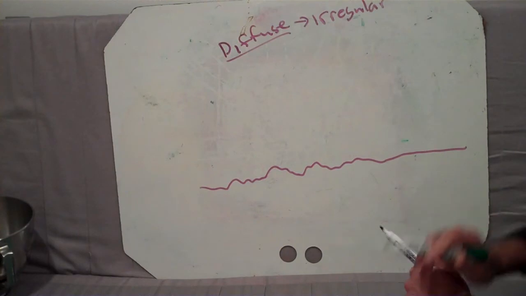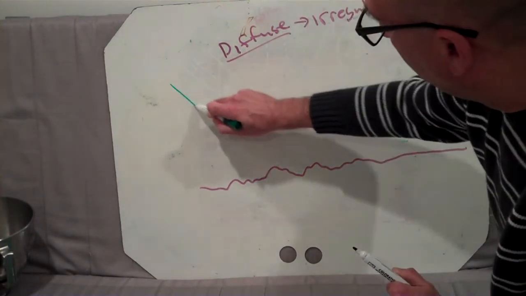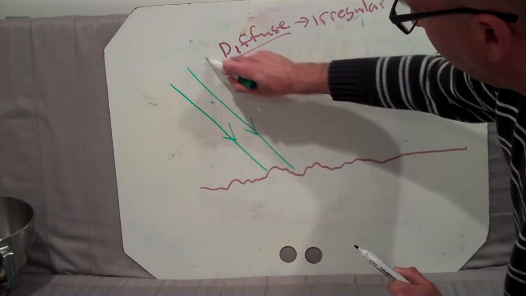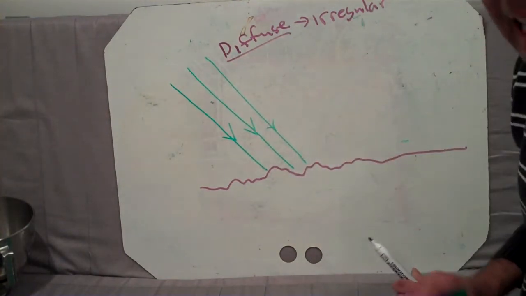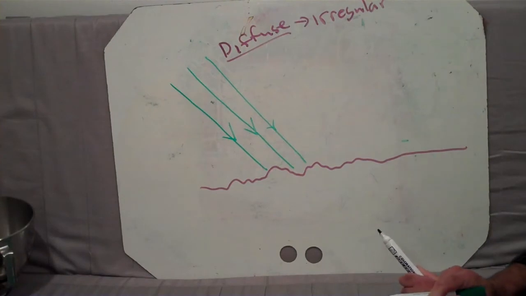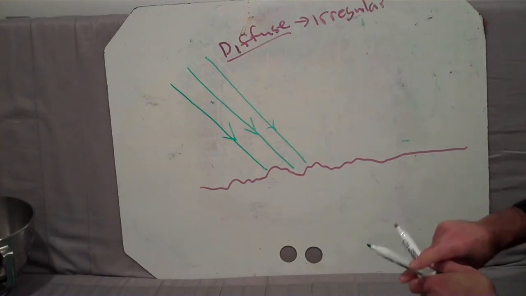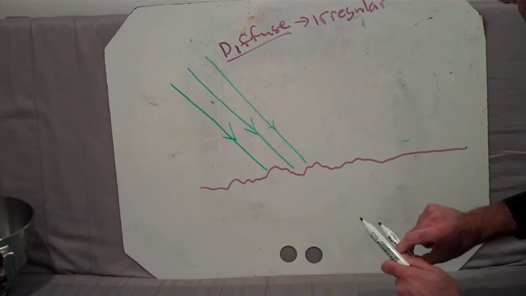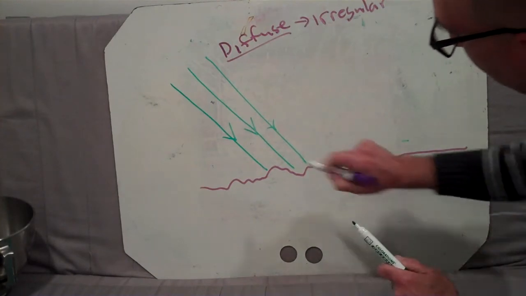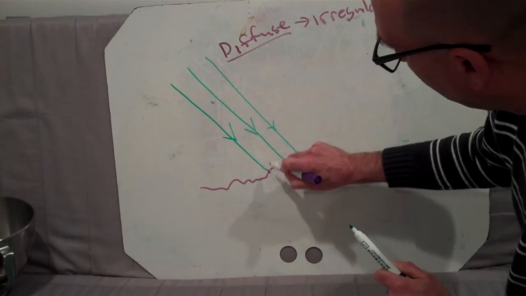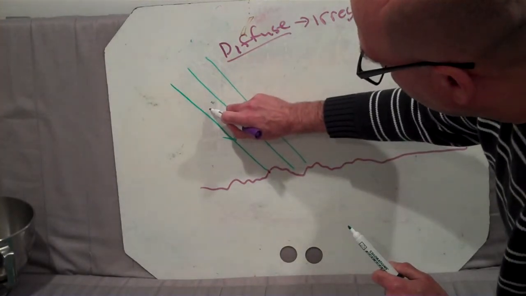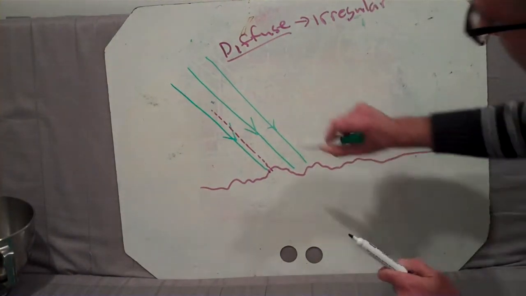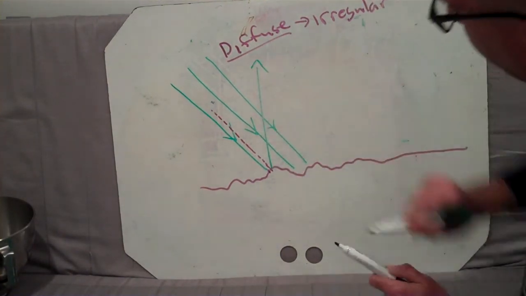Well, what happens when a parallel ray comes in? Does it follow the law of reflection? And the answer is yes, always, always. But remember, the normal line is always drawn perpendicular to the surface. So at this point right here, if I were to draw the normal line, let's say the normal line looks like this. Well, that ray will go off like that.